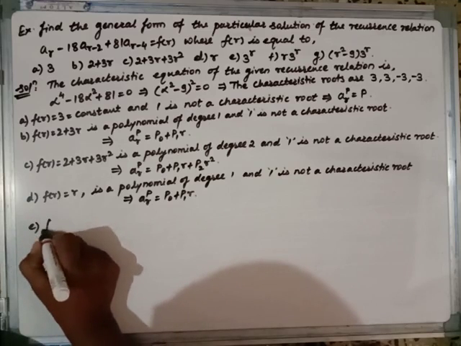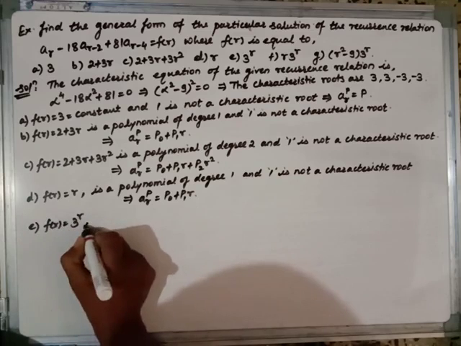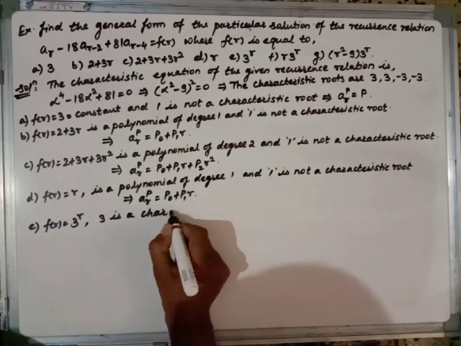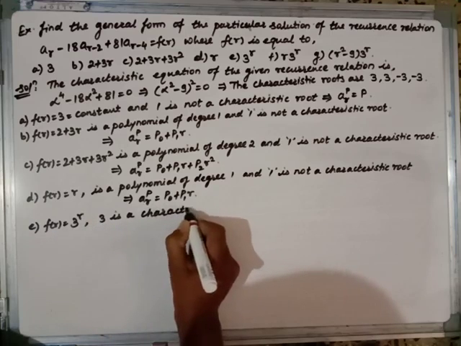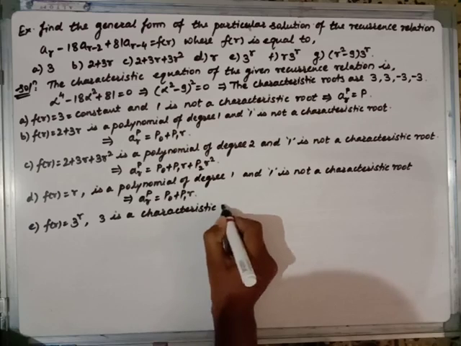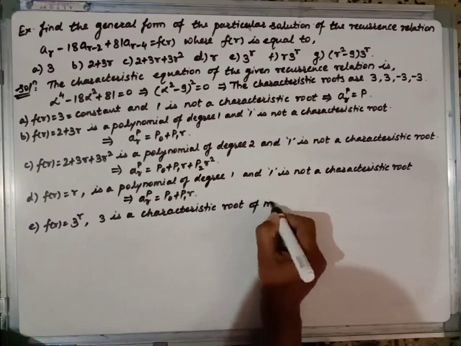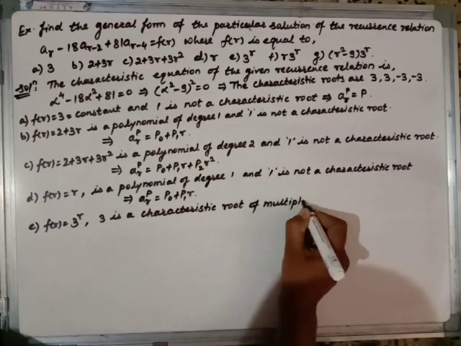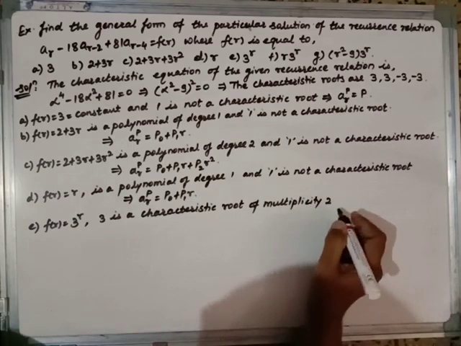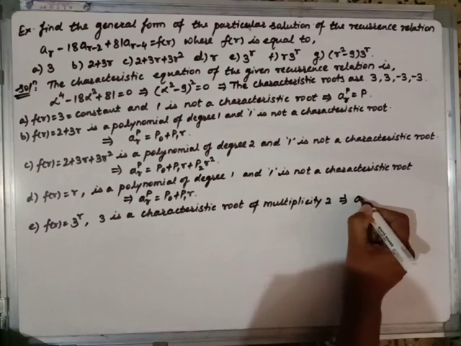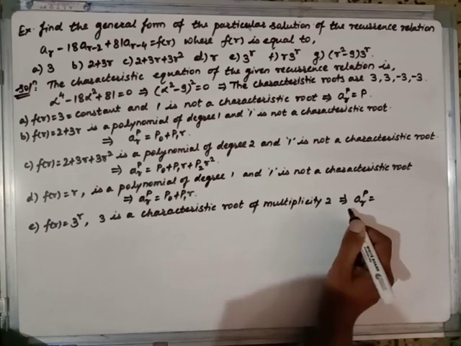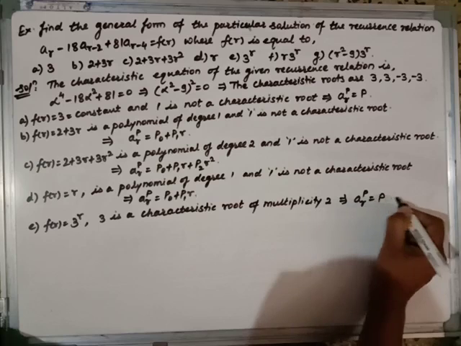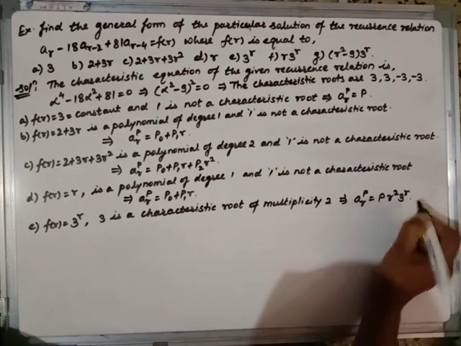Next one, f of r is 3 raised to r. It is of the kind lambda raised to r, where lambda, 3, is a characteristic root of multiplicity 2, since 3 occurs twice among the characteristic roots. Therefore, using the rule for lambda raised to r with lambda a characteristic root of multiplicity m, our particular solution is P r square 3 raised to r.